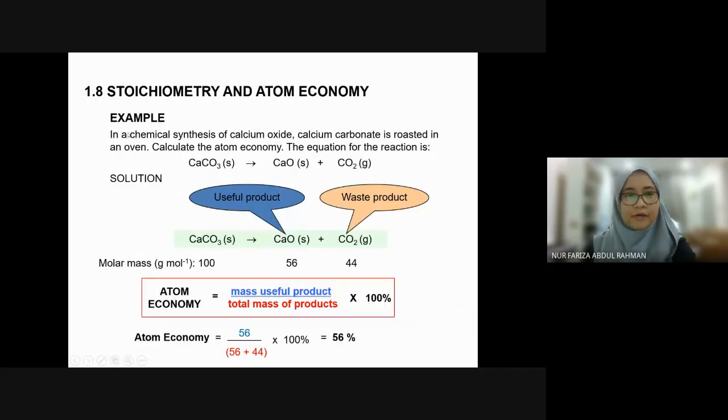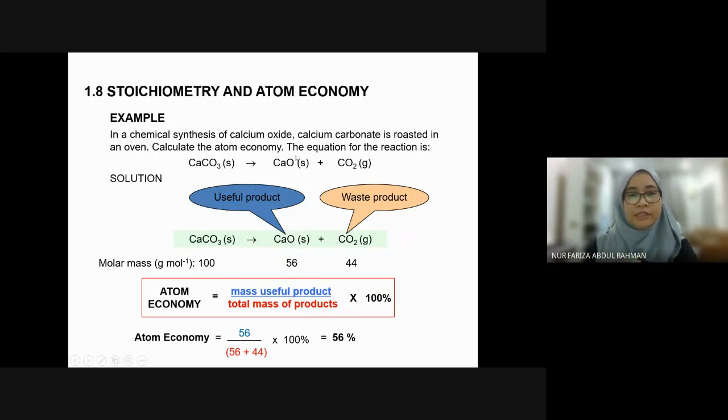Okay, for example: in a chemical synthesis of calcium oxide, calcium carbonate is roasted in an oven. Calculate the atom economy. The equation for the reaction is given. So our targeted product is calcium oxide, because it says chemical synthesis of calcium oxide. You have to determine this yourself from the statement given. Sometimes they don't highlight that this is the main product. Sometimes they mention it in the form of chemical synthesis of calcium oxide, so it is understood that calcium oxide is the main product, our targeted product.